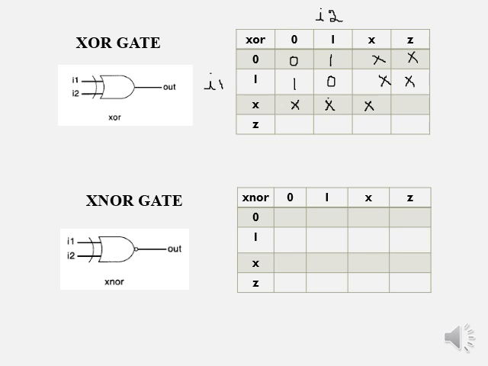Coming to the XNOR gate, again similar to the XOR gate, there is no controlling input for the XNOR gate as well. So 0 XNOR 0 is 1, 0 XNOR 1 is 0, 1 XNOR 0 is 0 and 1 XNOR 1 is 1. This is simply the complement of the XOR gate, and the remaining cells will be X. X XNOR 0 is X, X XNOR 1 is X, and so on.